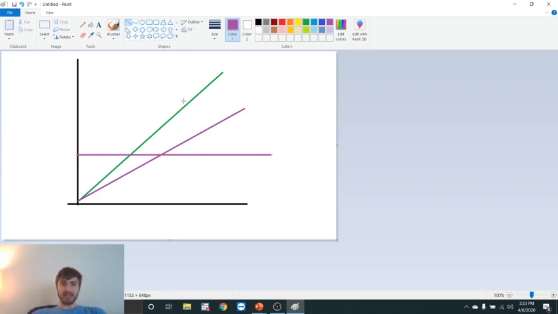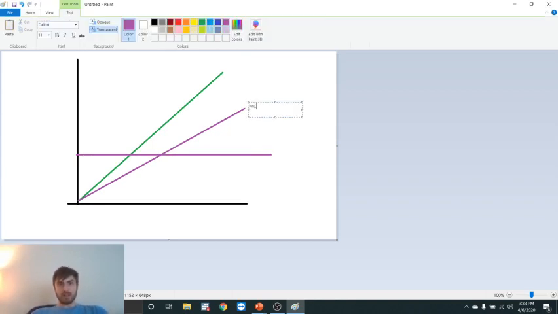Well, that's going to mean that your marginal cost here is going to be above. So this is your marginal cost. This is your labor supply. Can I get rid of it? I can't. Okay.